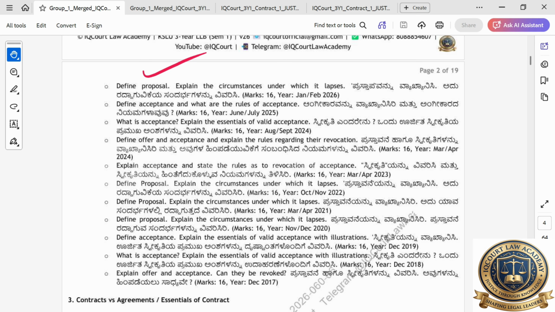95%. Define proposal. Explain the circumstances under which it lapses.